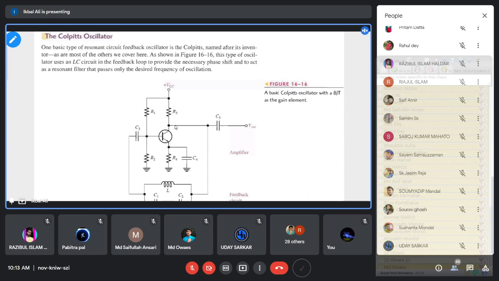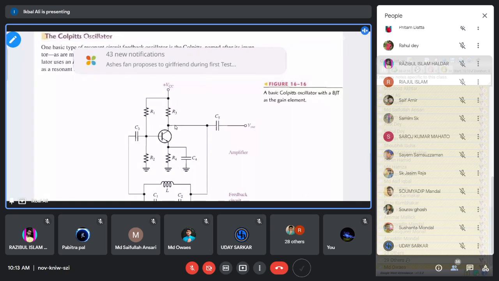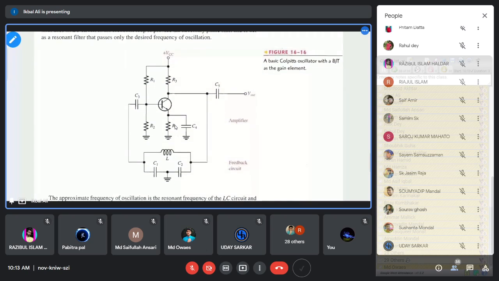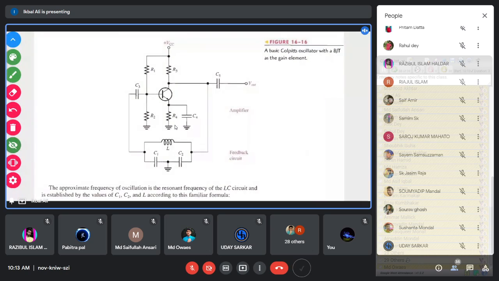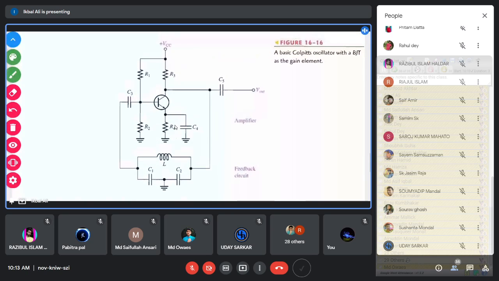We have discussed the Colpitts oscillator circuit last day. Let me discuss it very quickly, because the next oscillator circuit will be based on a slight modification of this Colpitts oscillator circuit. So it is just a slight repetition of the earlier class, on what this Colpitts oscillator circuit is.